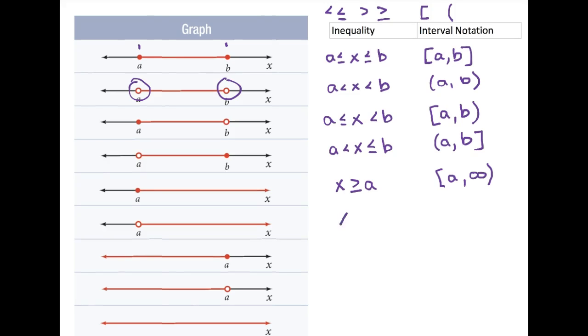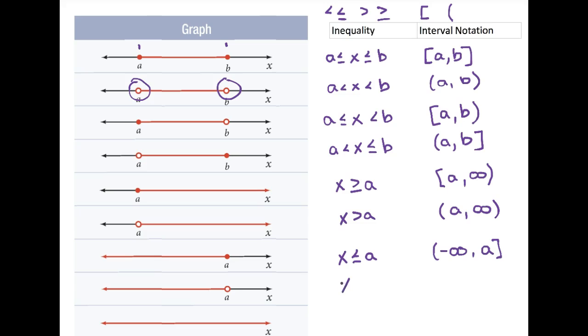All right, so the next one is X is greater than A, not including A, so we don't say or equal to. And in this case, we use a curved bracket A up to infinity. And both of them are curved because neither one of them are included. The next one is X is less than or equal to A. And we are going to write that as a curved bracket, negative infinity, so that means in the negative direction all the way to infinity, up to A, with a square bracket on the A because it includes the A.